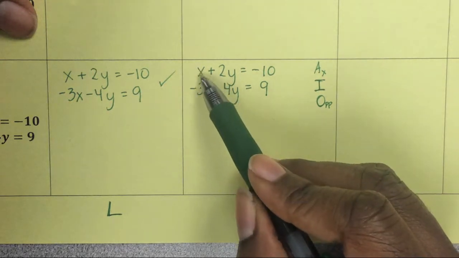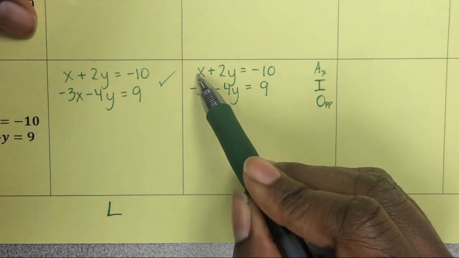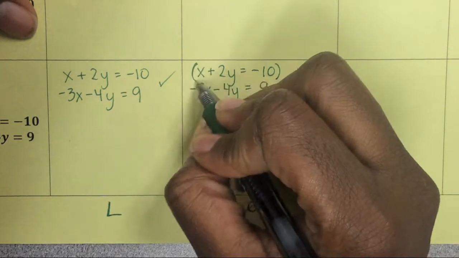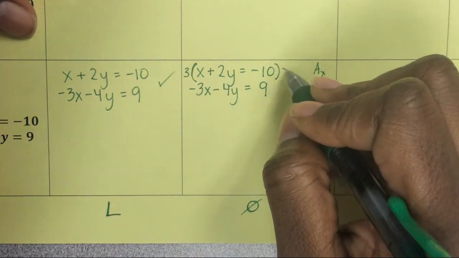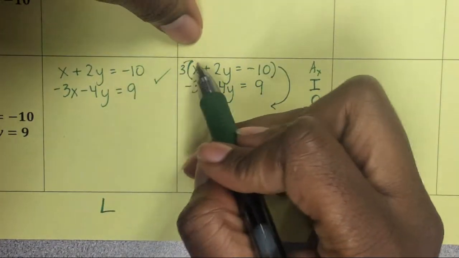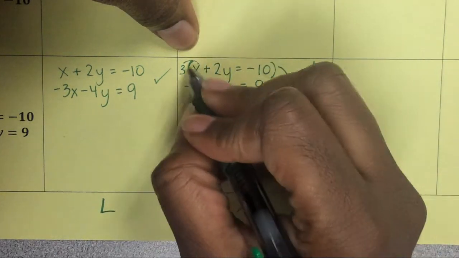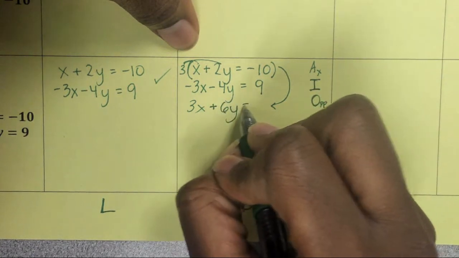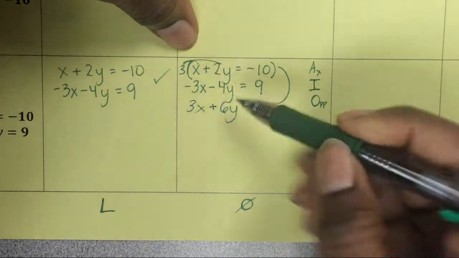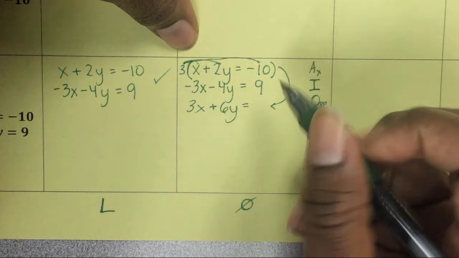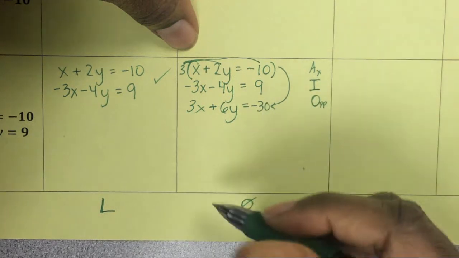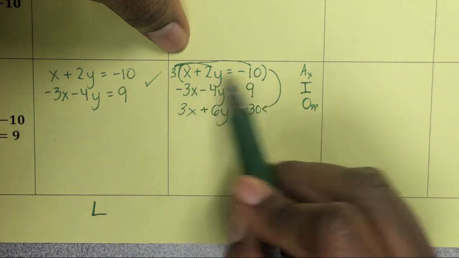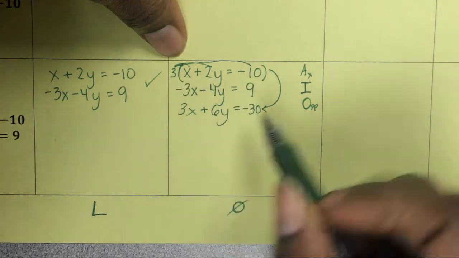So what do I want this to be? I want this to be a positive 3 because this is a negative 3. So what am I going to multiply everything up here by? A 3. Good. So I'm going to rewrite this one down here. So what's 3 times X? 3X. What's 3 times 2Y? 6Y. Plus a 6Y. Make sure you don't forget the plus sign. And then 3 times, yes, back here, negative 30. You have to multiply everything in this equation times that number, but the bottom one does not change.